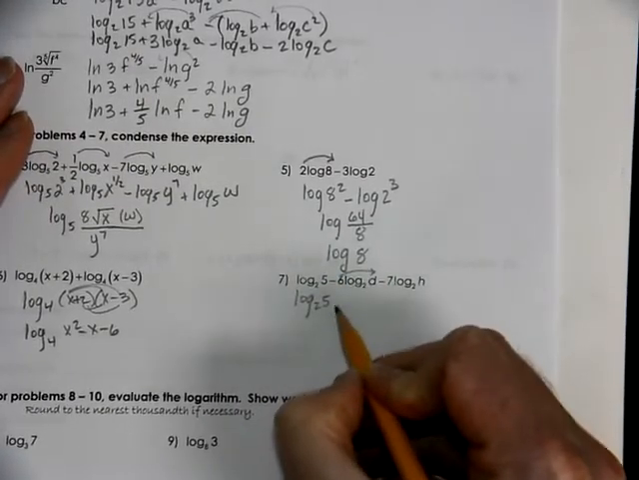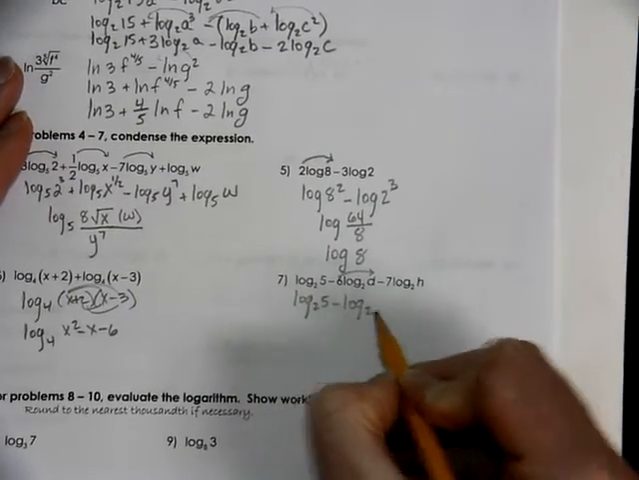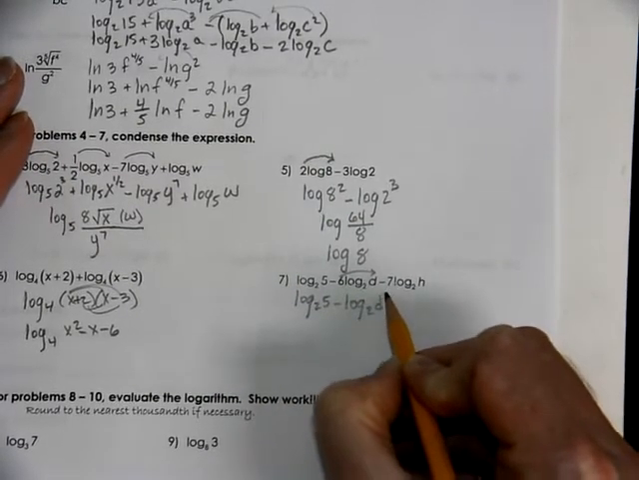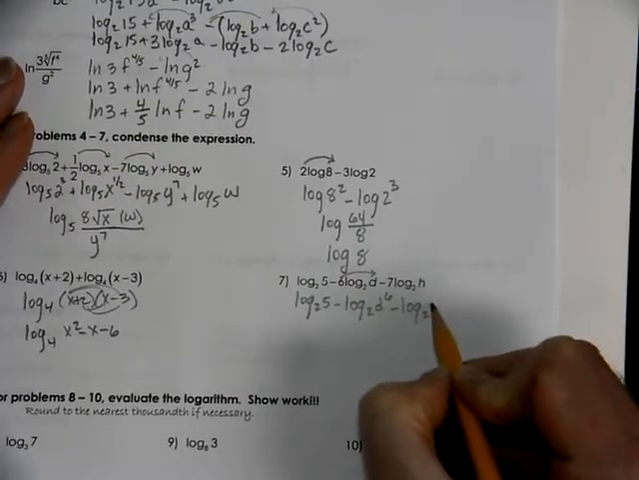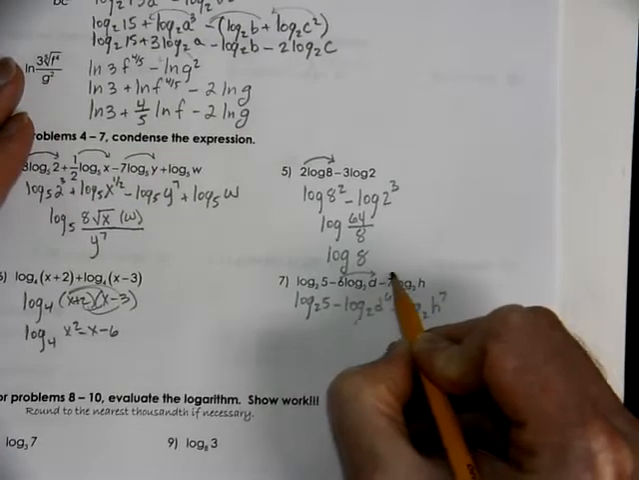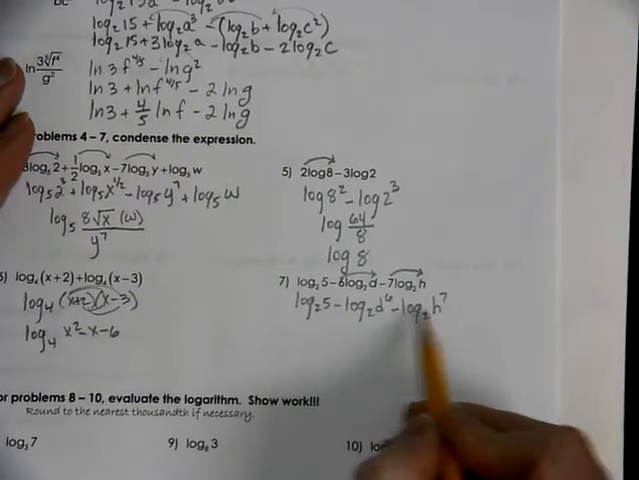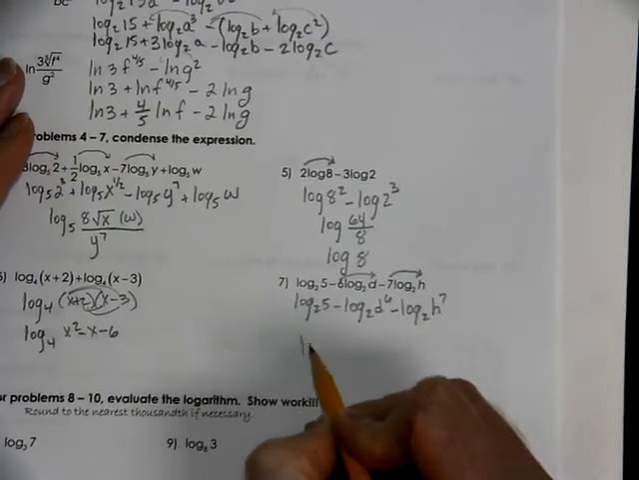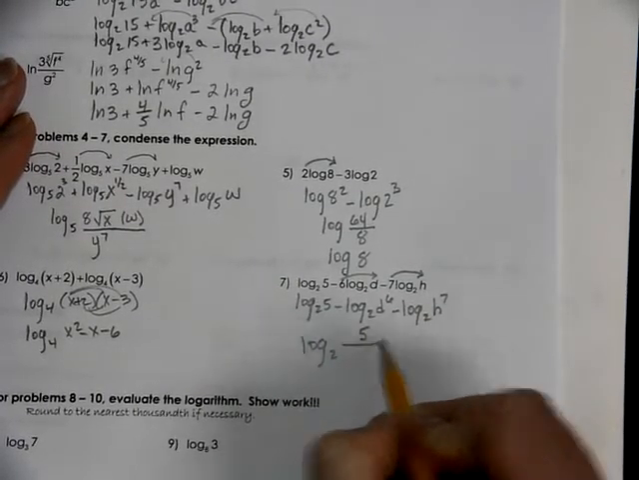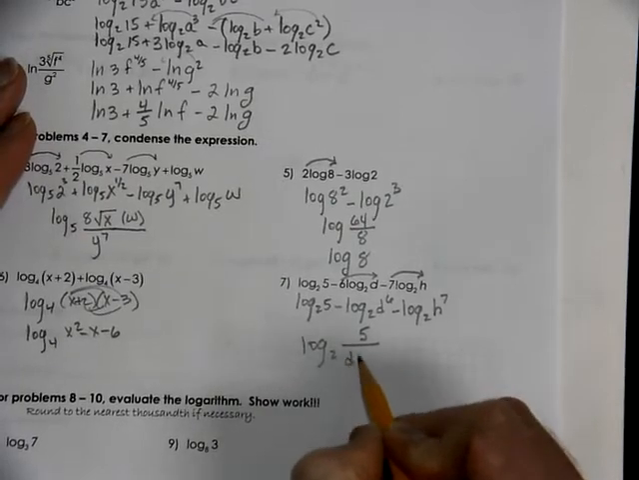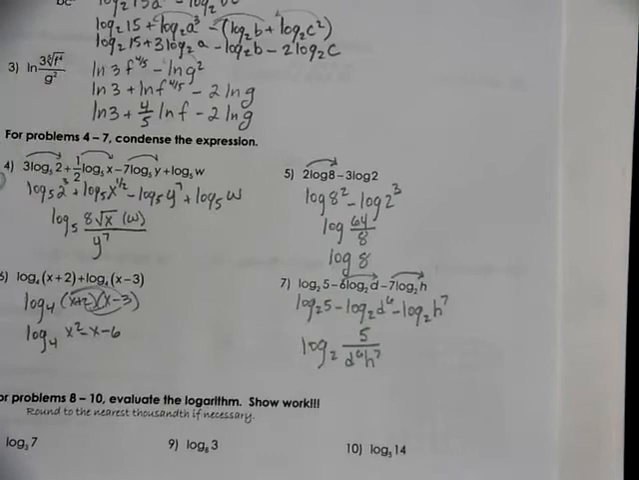Bring over your power property. Now, because they're both minus, they're both going to go into the denominator. So we have log base 2 of 5 divided by d to the 6th power h to the 7th power.